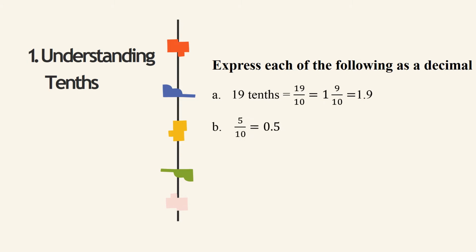Letter B, we got 5 divided by 10. It means a square divided into 10 parts and we shade 5 parts, and then we got 0.5. And letter C, we got 1 and 8 over 10, and then we get 1.8 because 1 whole shaded part and 8 shaded parts of 10, a square divided by 10, and then we shade 8 parts.